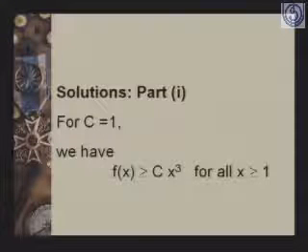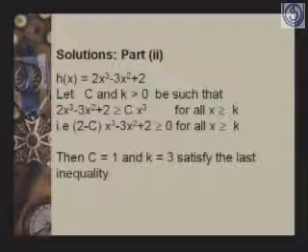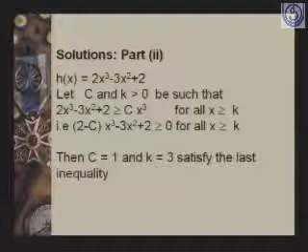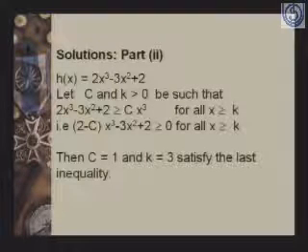So replace f(x) by 2x³ + 3x, and we get h(x) equal to 2x³ − 3x² + 2. Let c and k be greater than 0 such that 2x³ − 3x² + 2 is greater than or equal to cx³. On simplification we get that c = 1 and k = 3 satisfy the last inequality, and hence the proof.